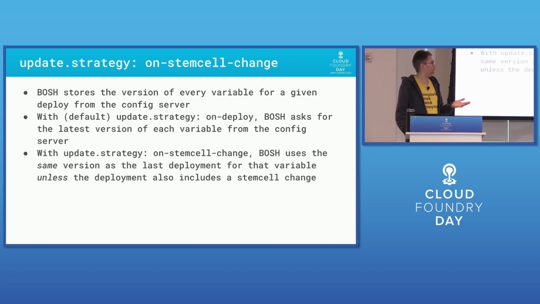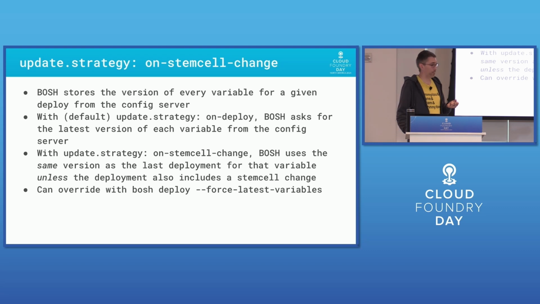With our new update strategy, on stemcell change, it doesn't do that. For the variables that have this update strategy, it's not going to ask the config server or CredHub for a new version. It's going to use the same version as the last deployment, unless that deployment also includes a stemcell change. Also, you can override this if you need to with a flag in either the director or the CLI called force latest variables, if you absolutely need to deploy a new version, say your certificate has expired or something like that.